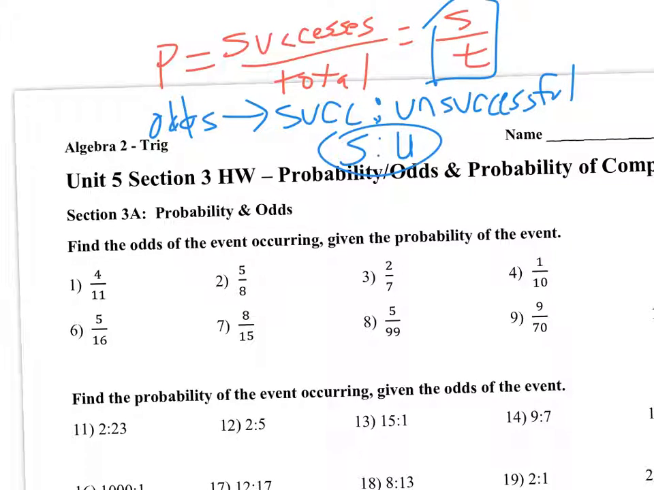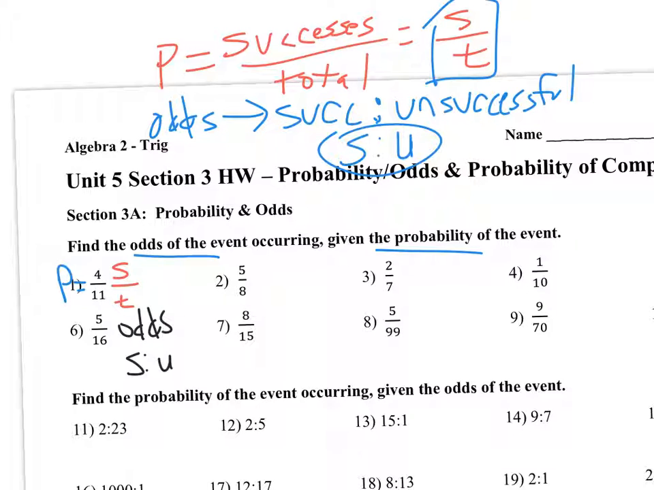Now, if we go down to number 1, it says find the odds, so we have to find odds given the probability. So this right here is probability. Probability of something happening is 4 out of 11. So that means there are 4 successes, if you think about the definition of probability, out of 11 total. Now if I want odds for that particular one, I need to do successes to unsuccessful.